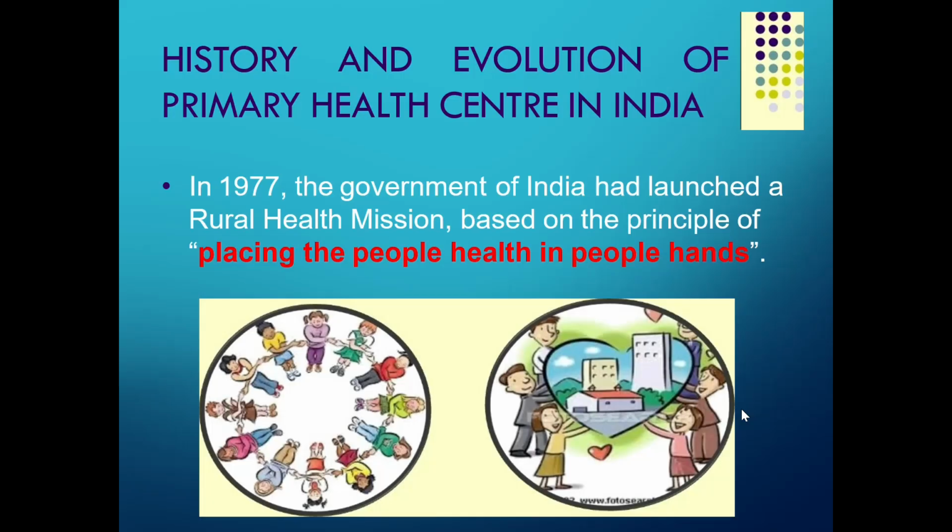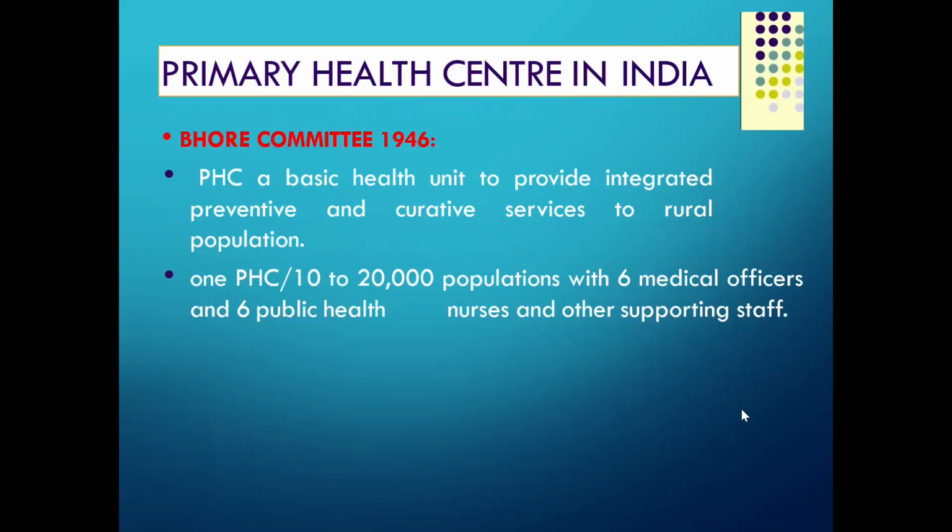Some of the important aspects relating to the history and evolution of PHC in India. 1977, as we have talked about, 77 and 78 are one of the initial years when all these things happened. So placing people's health in people's hands was mentioned in the Rural Health Mission in 1977, and to achieve that, PHCs were set up. Primary health centers in India: the Bhore Committee in 1946 recommended that a basic health unit be provided, giving both curative as well as preventive types of services to the rural population.